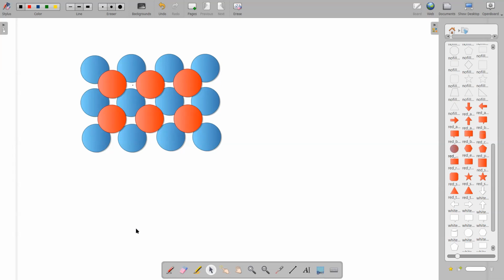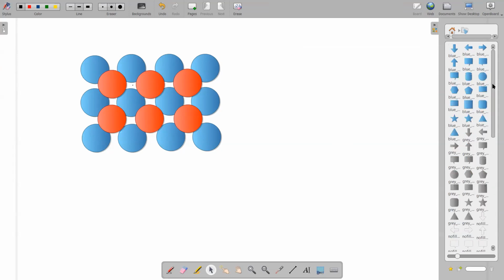Okay. Now focus on the second layer. What is the color of the second layer? Red. Okay. Take 4 atoms of the red. Now can you see where is the void? And we have to place an atom on that void. Correct?